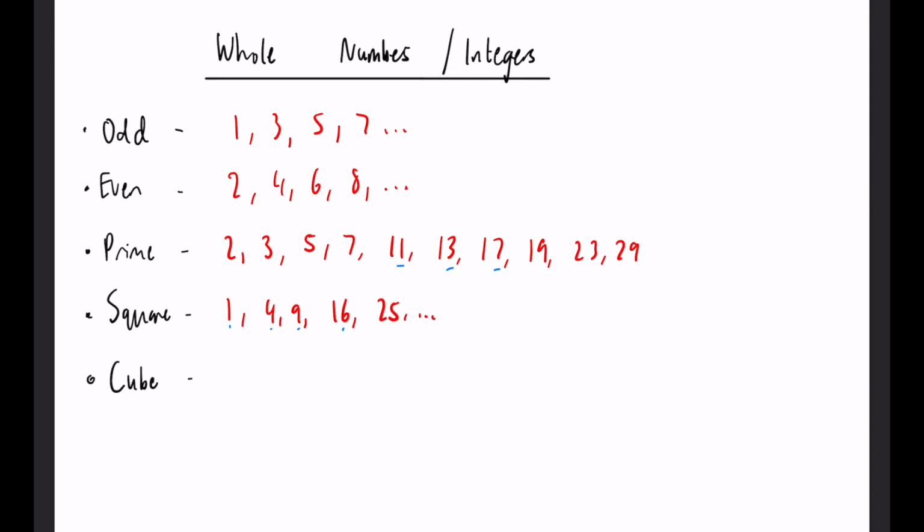Cube numbers are very similar to square numbers, but you just multiply by that number one more time. So 1 times 1 times 1 makes 1. 2 times 2 times 2 is 8. 3 times 3 times 3 is 27. 4 times 4 times 4 is 64, and so on. So that is just multiplying that number by itself 3 times.